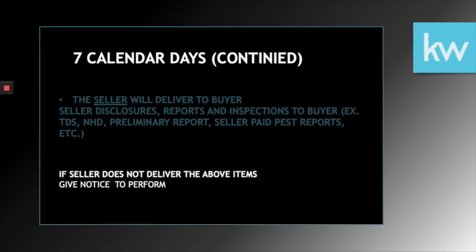Another thing that can happen in this 7 calendar days area is that the seller needs to deliver to the buyer any seller disclosures, reports, and inspections. And if the seller fails to do so, then you would need to send the seller a notice to perform.